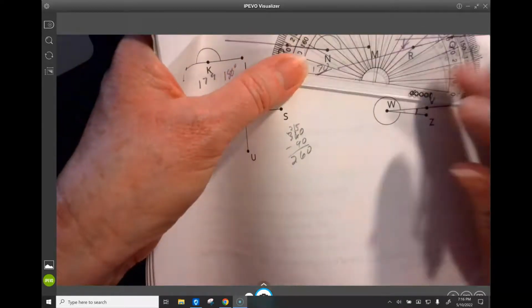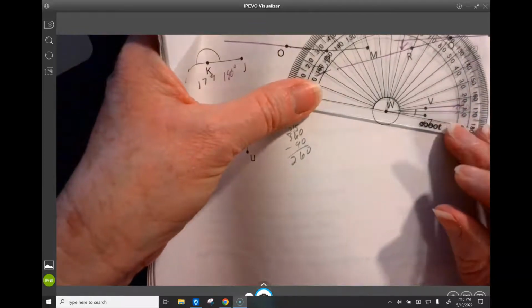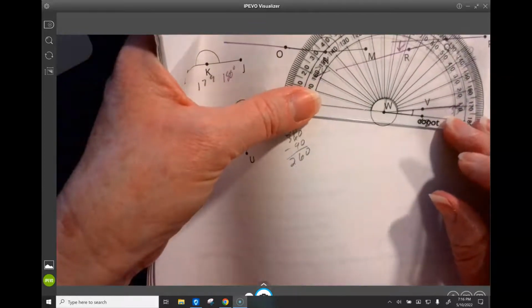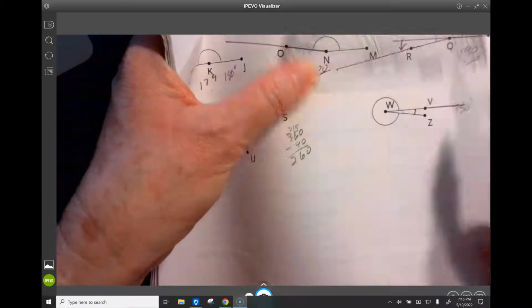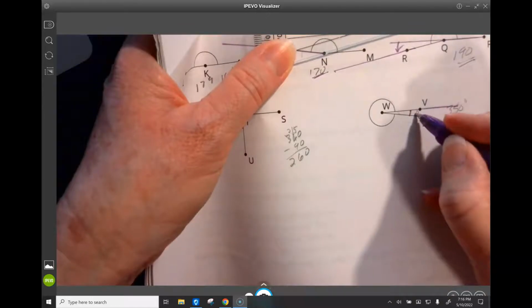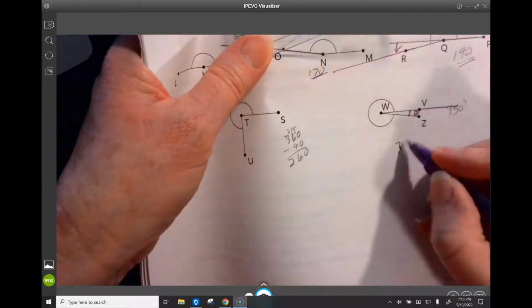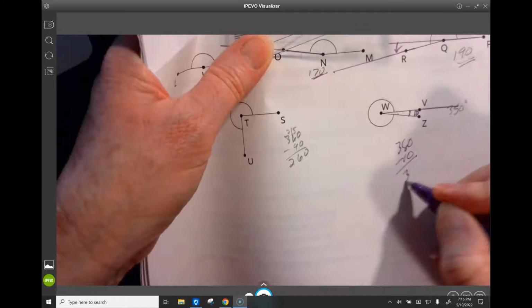I'm going to measure from this line. So I put that here, line that up, and that looks like it is 10 degrees. So this is 10 degrees. If that's 10 degrees, then I take 360 minus 10, and I get 350.